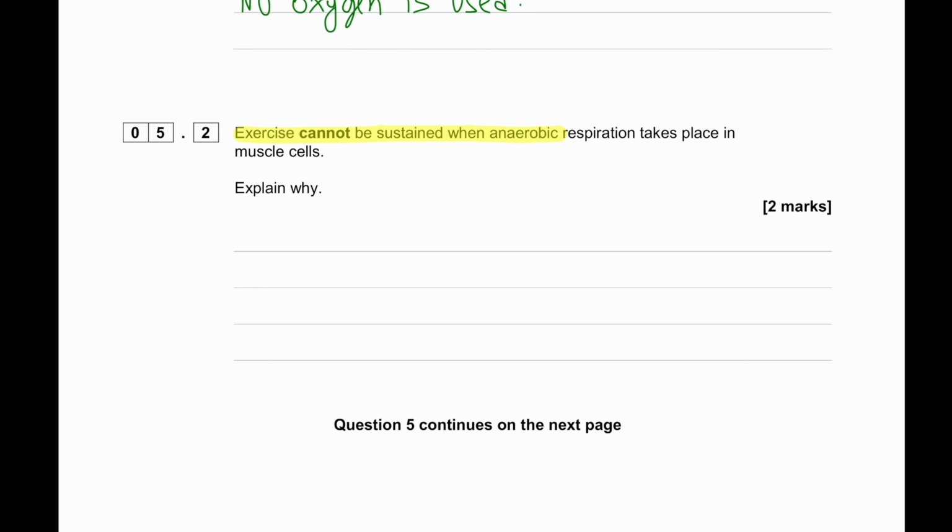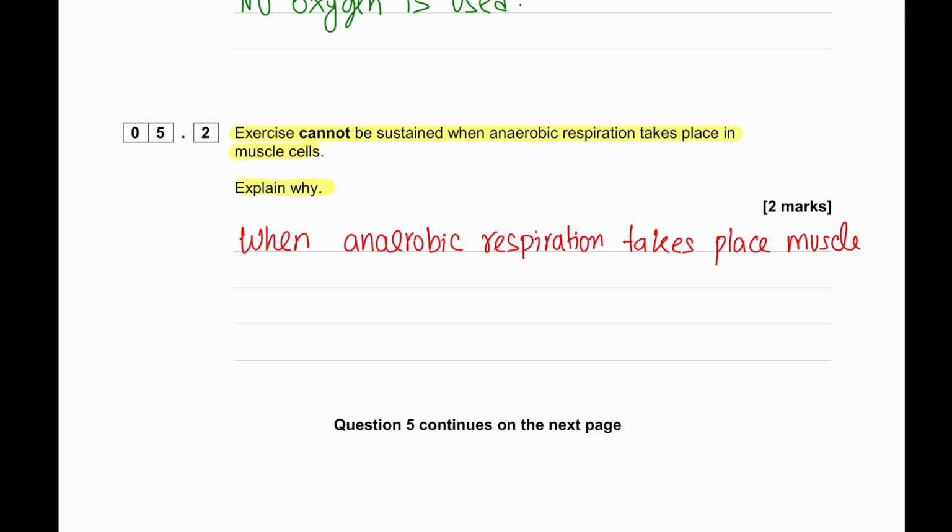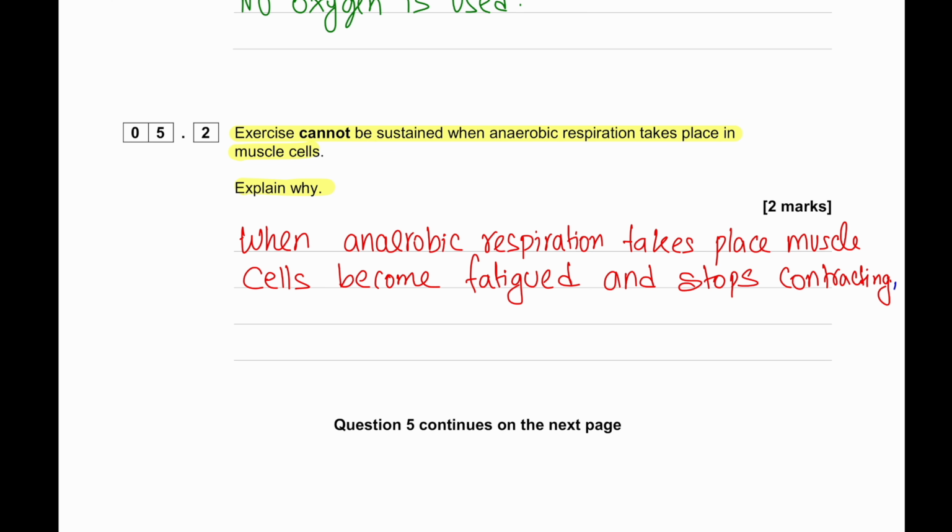Exercise cannot be sustained when anaerobic respiration takes place in muscle cells. Question is, explain why. If a particular exercise leads to anaerobic respiration in muscles, the muscles easily become fatigued, and as soon as the concentration of the lactic acid within the muscle increases, it will stop contracting because the muscle is not provided with enough energy to contract.